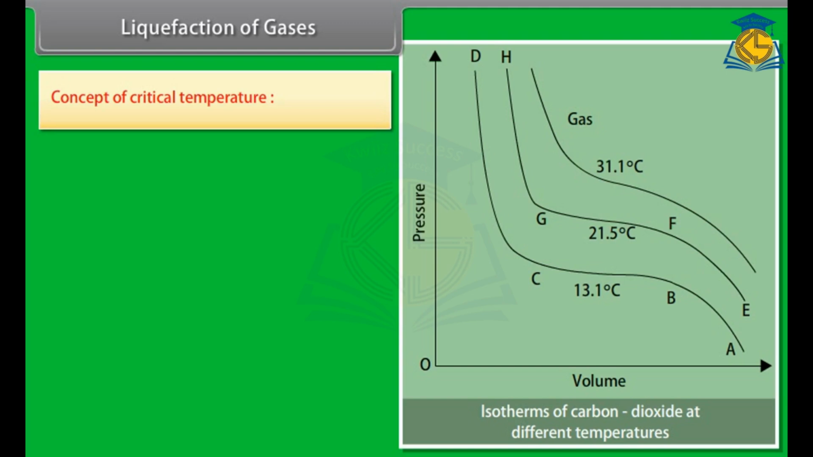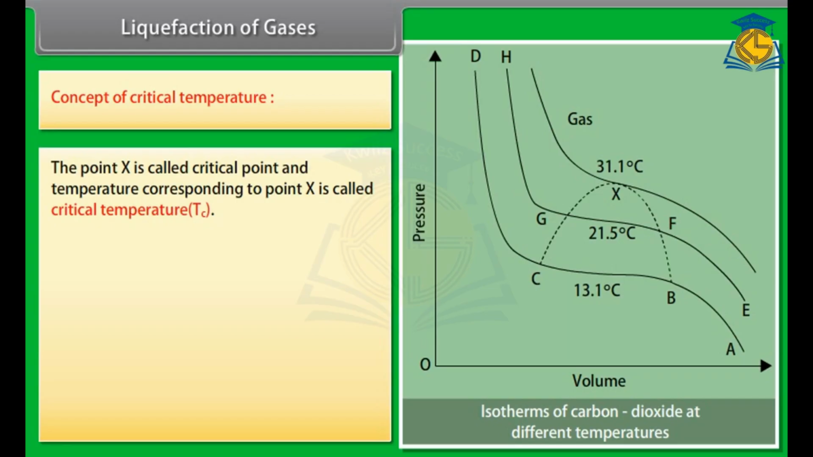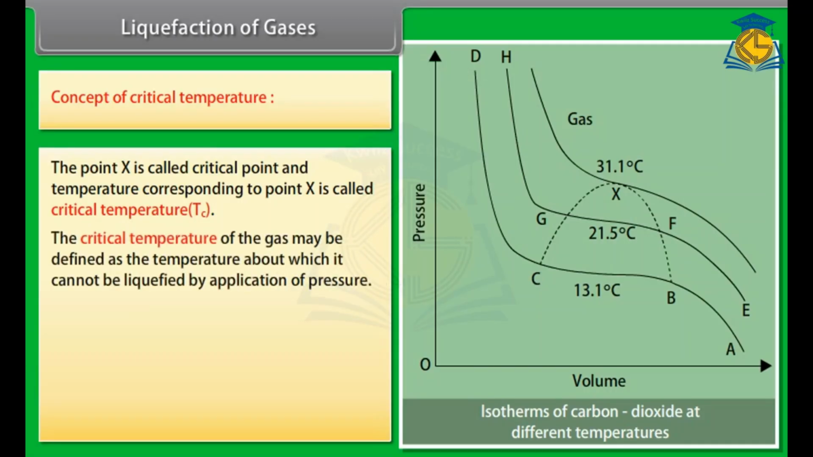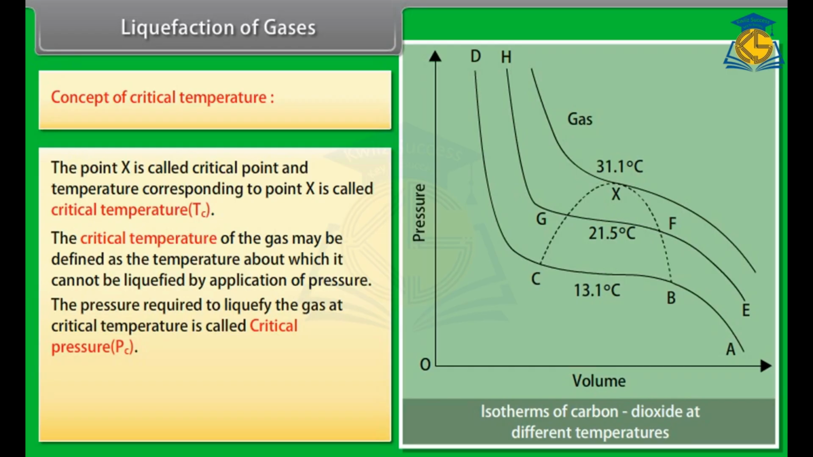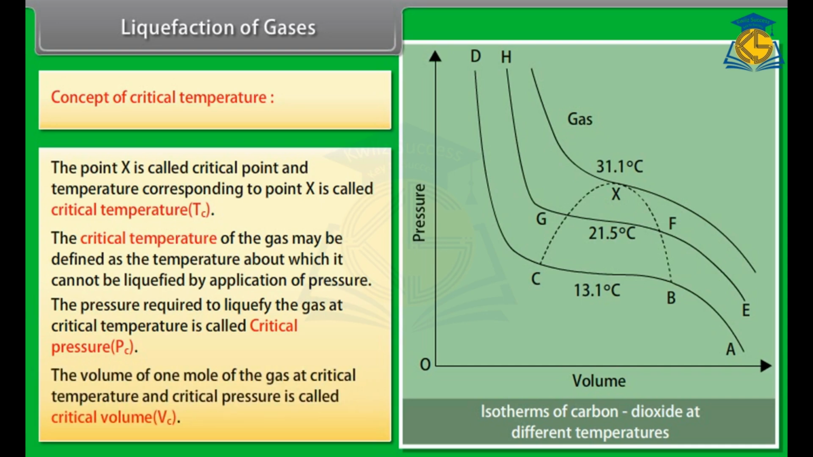This shows that above 31.1 degrees Celsius, the liquefaction of the gas does not take place at all, however high the pressure that may be applied. The point X is called critical point and the temperature corresponding to point X is called critical temperature. The critical temperature of the gas may be defined as the temperature above which it cannot be liquefied by application of pressure. The pressure required to liquefy the gas at critical temperature is called critical pressure. The volume of 1 mole of the gas at critical temperature and critical pressure is called critical volume.